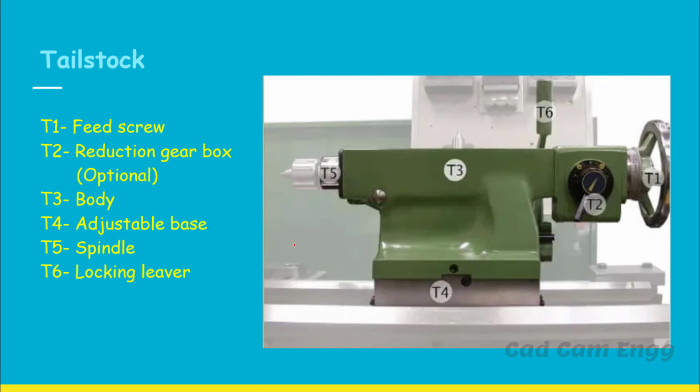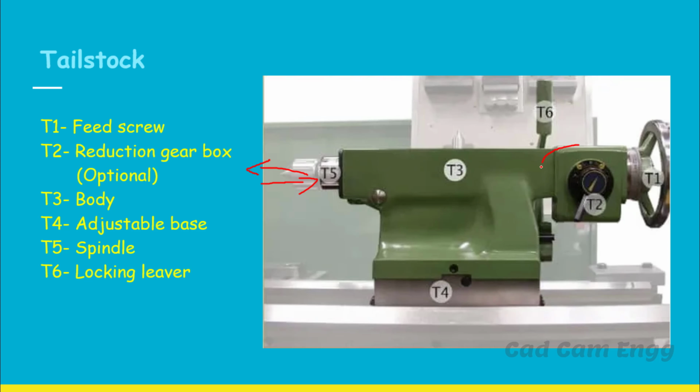So next one is tailstock. Tailstock is a very simple one. It is directly opposite to the headstock. First one is T1. This is called the feed screw. Using this hand wheel, we rotate the hand wheel. Here we have the spindle. This spindle moves front and back. This is the purpose of T1.